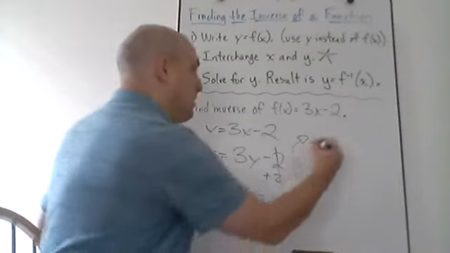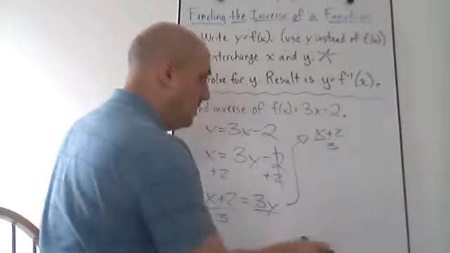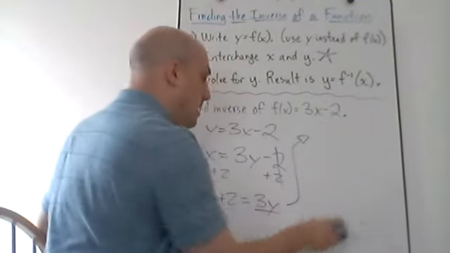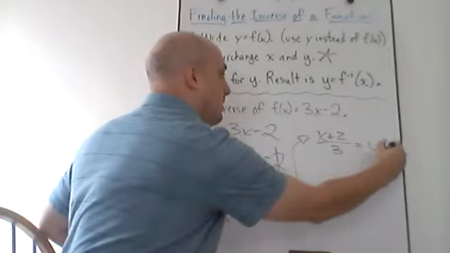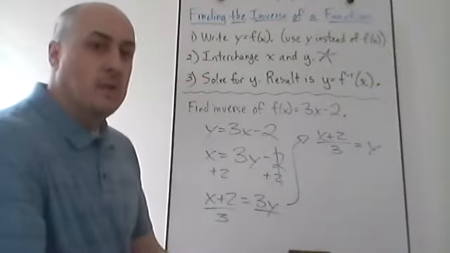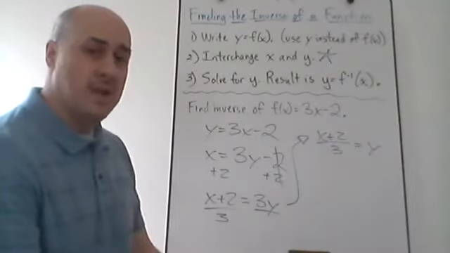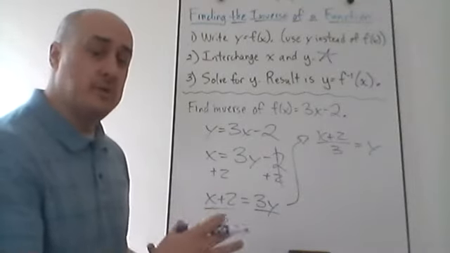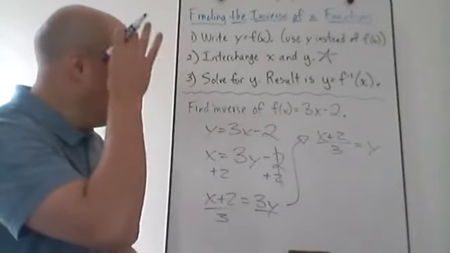So I end up with x plus 2 over 3 equals y. Let me write that so you can read it. Now I have solved for y. I got that y by itself on one side of the equation, and it doesn't matter which side of the equation you leave the y on. You can leave it on the right, or you can bring it to the left if it's more convenient.